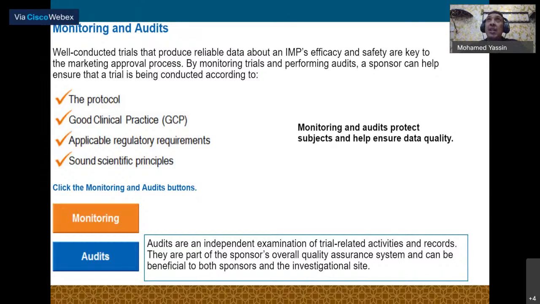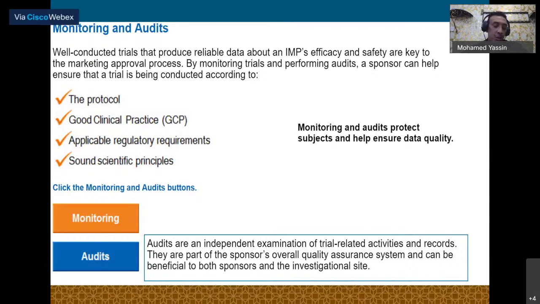They will review all the consent. They will review the inclusion, exclusion. They make sure that the patient is fulfilling all the criteria. So monitoring is a self process, we can call it, and audit is an external process.